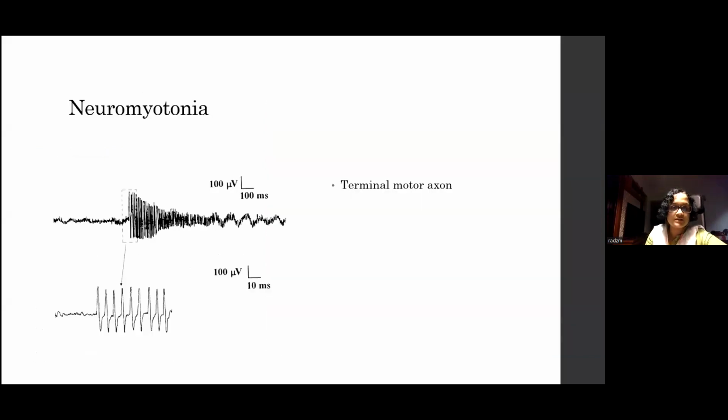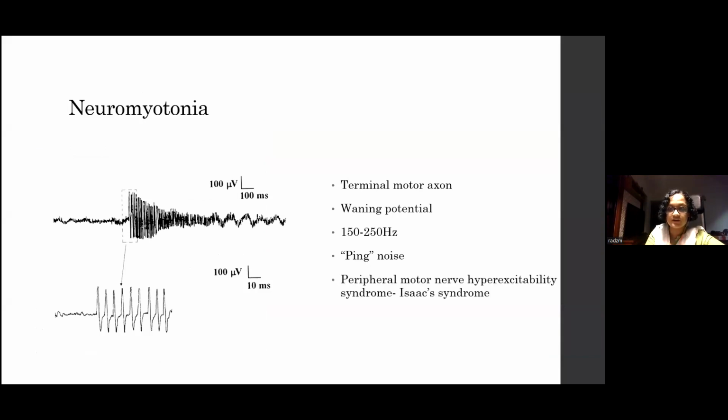So the last one here, neuromyotonia, as I said, is the highest frequency potential that we record, and we record it from the motor axon, not from the motor neuron. It has a waning quality to it, and it's very high frequency. Because it's so high frequency, it sounds like the ping sound that I was describing. So it's a waning potential, 150 to 50 hertz, with a ping noise. Ideally, if you see neuromyotonic discharges, then you're looking at Isaacs syndrome. But in reality, myokymic discharges seem to be much more commonly seen. Although the traditional teaching is that neuromyotonia means Isaacs and means peripheral motor nerve hyperexcitability, myokymia you see more commonly than neuromyotonia itself in peripheral hyperexcitability.